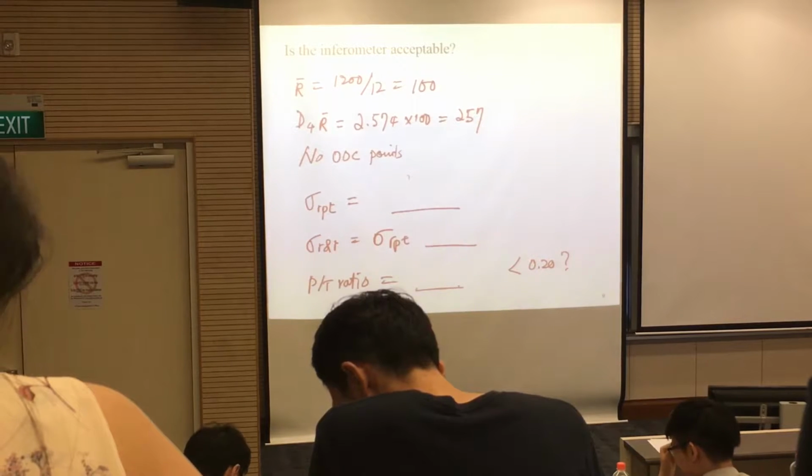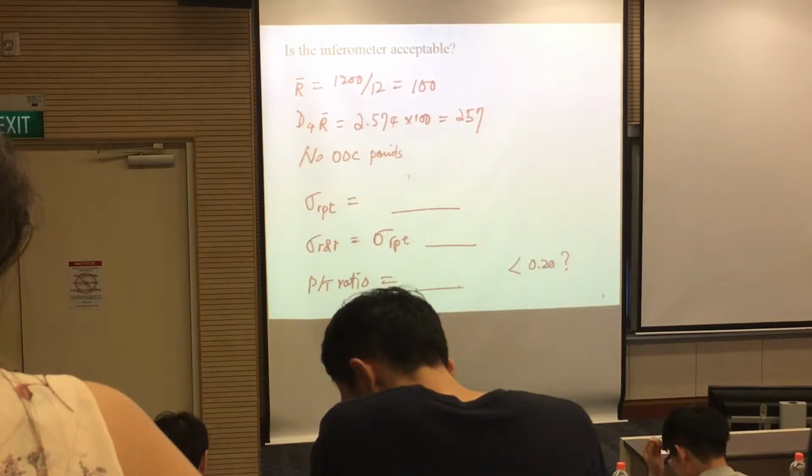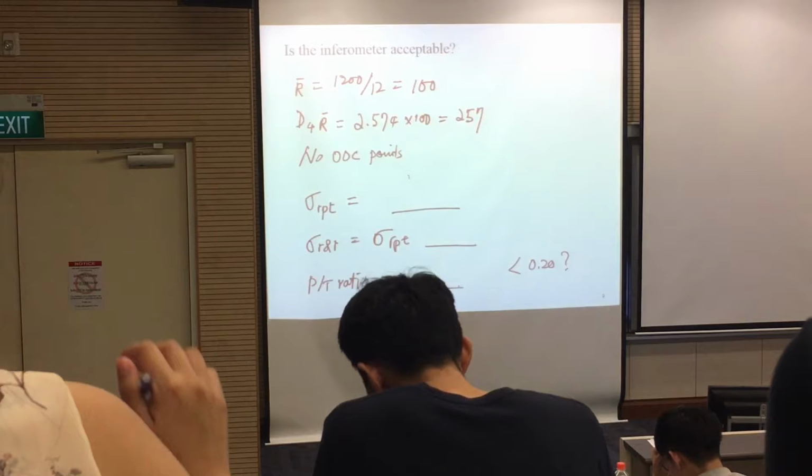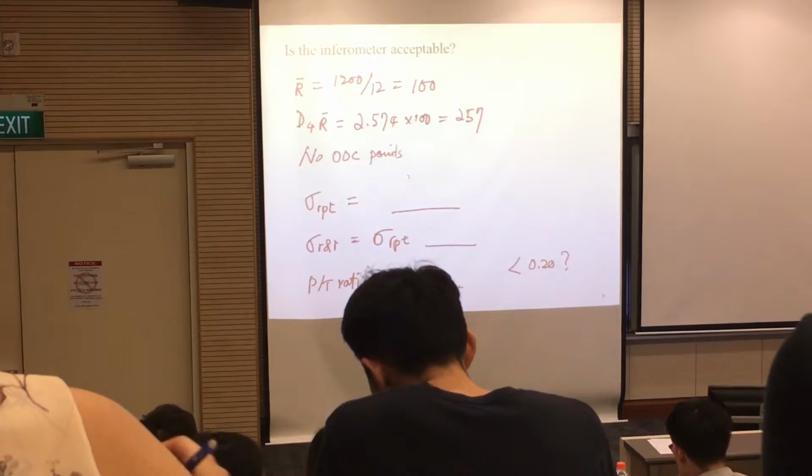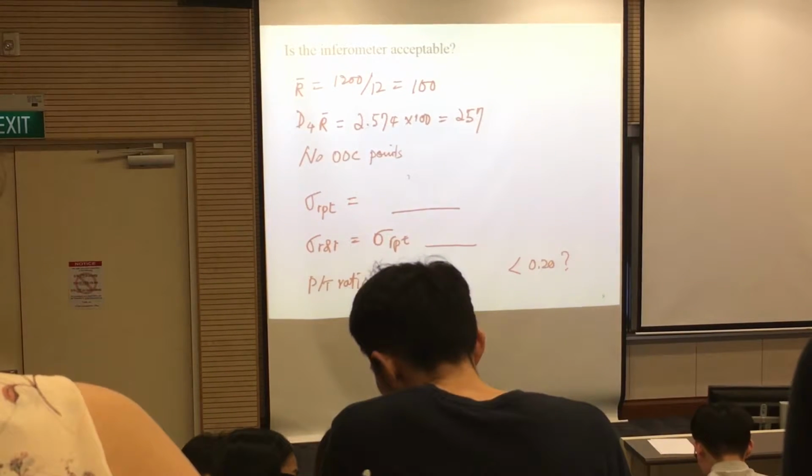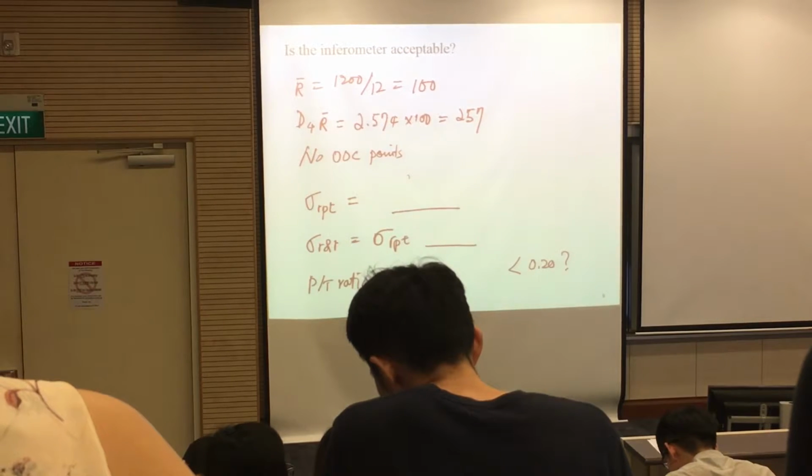So does it fail or pass? 8.9%, right? Answer is 8.9%. Got it? 8.9, so it's much better than 20%.